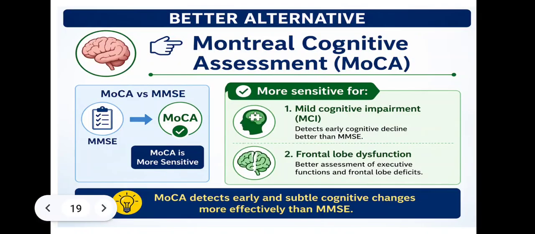And the better alternative to MMSE is the Montreal Cognitive Assessment. It is more sensitive for mild cognitive impairment as well as frontal lobe dysfunction.